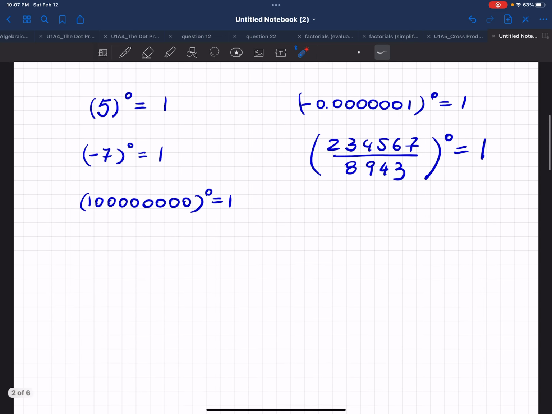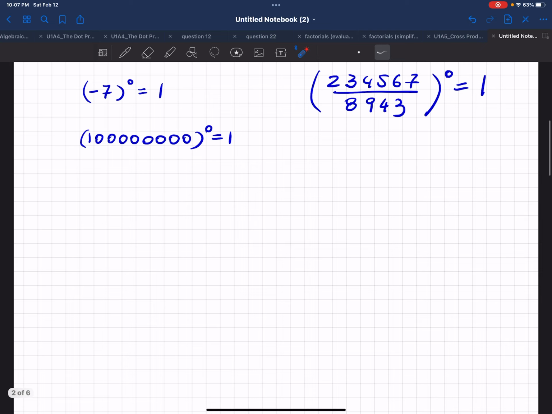So why is that? Recall that there are three main exponent laws we use. The first one is the product law that helps us multiply two exponential numbers. So we say a to the power of m times a to the power of n equals a to the power of m plus n. So we add the exponents.